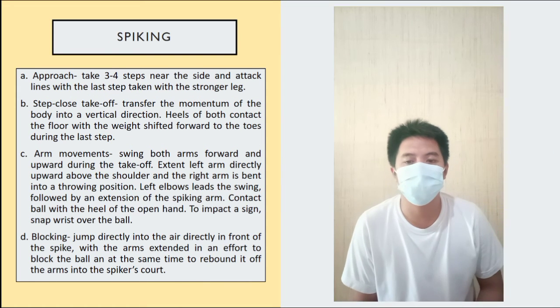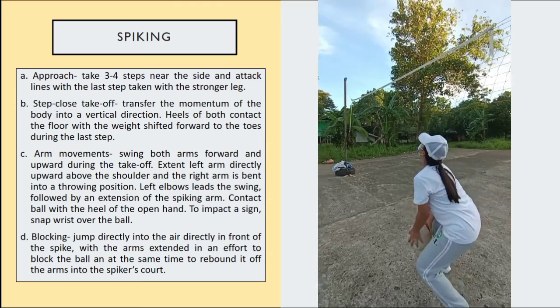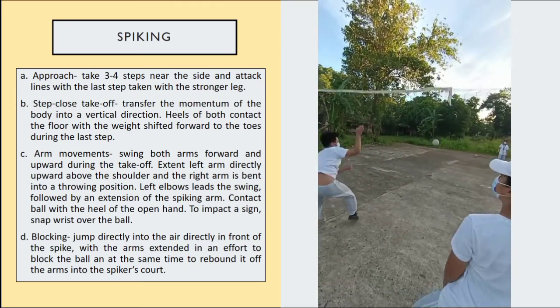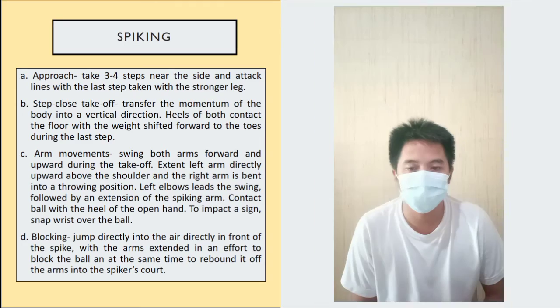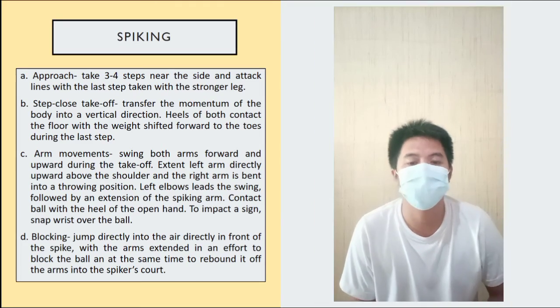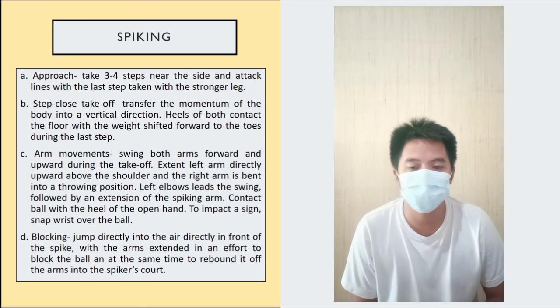Last is spiking. Approach. Take 3 to 4 steps near the side and attack lines with the first step taken with a stronger leg. Step close, take off, transfer the momentum of the body into a vertical direction. Heels of both feet contact the floor with the weight shifted forward to the toes during the last step.